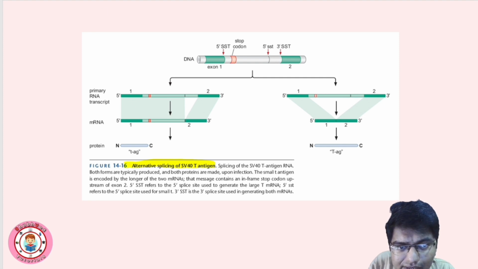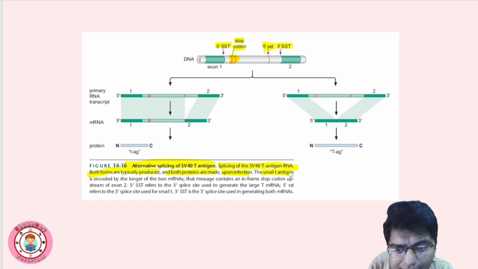Okay, अभी इसका DNA region क्या है? Exon, this is a 5 prime split site. Stop codon है यहाँ पे, stop codon. So this is the stop codon. Okay. Again here is the 5 prime split site and 3 prime split site. Okay. यहाँ पे we can see these are written in small alphabet and this is the capital alphabets. Right? So why so? See, यहाँ पे statement है splicing of the SV40 T antigen RNA. Both forms are typically produced and both proteins are made upon infection. मतलब infection के बाद दोनों proteins बनते हैं.